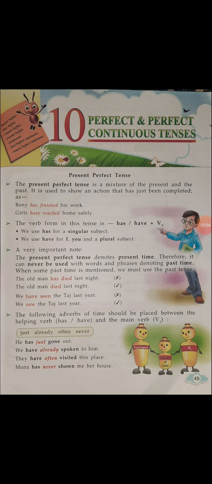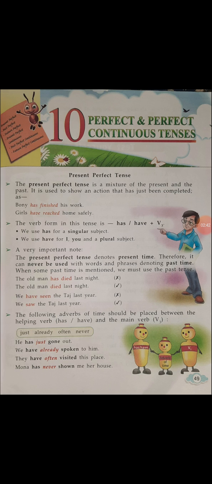Now, if I gave you some homework, and I ask your parents, has this boy finished his work? At that time, your parents will reply to me, yes, Shashank has finished his work. So that is a mixture of both past as well as present tense. Second, girls have reached home safely. They just reached home. Now, the verb form in this tense is has/have plus V3.